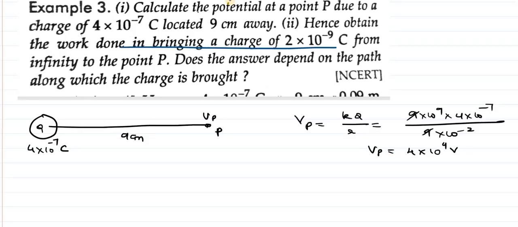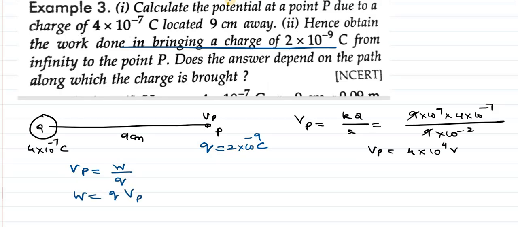Work done in bringing a charge, you have to place a charge of Q, that value is 2 into 10 to the power minus 9. Correct? Potential is given. Charge value is given. They ask you for work done. What is that? Potential at any point is given by work done in bringing a unit positive charge from infinity to that point. Correct? So Vp is W by Q. W will be equal to Q into Vp.